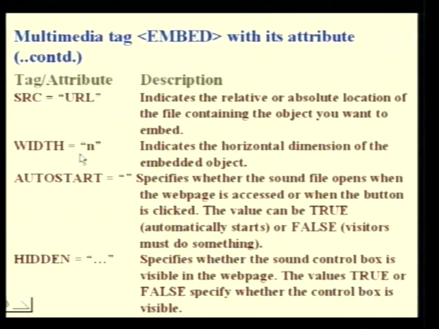embed. Now there is another attribute with the height attribute, width equal to some number, which indicates the horizontal dimension of the embedded object. Then you have autostart equal to true or false. It has two values, true or false. It specifies whether the sound file opens when the web page is accessed or when the button is clicked. The value can be true, automatically starts, or false, visitors must do something.